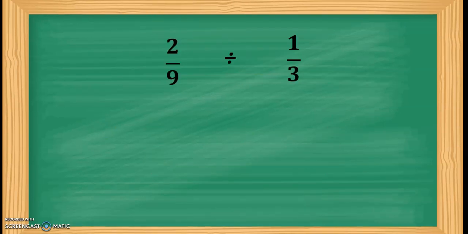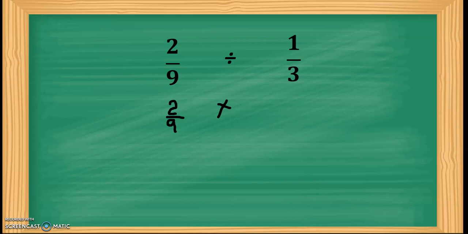We're going to keep it, remember, we're going to keep the 2 over 9. We're going to change the division sign to a multiplication sign. And then we're going to flip the 1 over 3. So it should become 3 over 1.